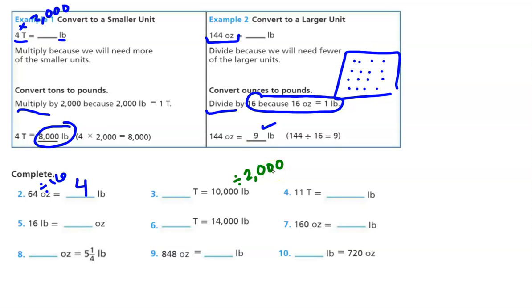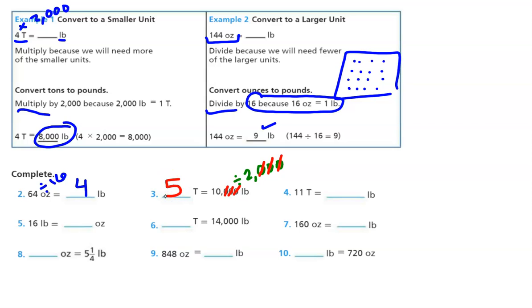Again, what you really have to remember here is that pounds are smaller, so there's going to be more of them. Tons are bigger, so there's going to be less of them. So you want to make this number quite a bit smaller. Dividing by something like that looks really difficult, but since you have 3 zeros here and you have 3 zeros here, this can just become 10 divided by 2, which would be 5.